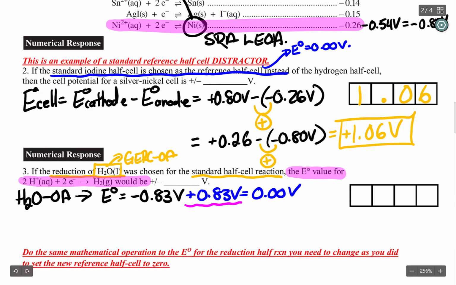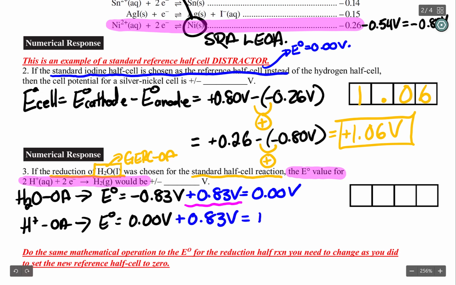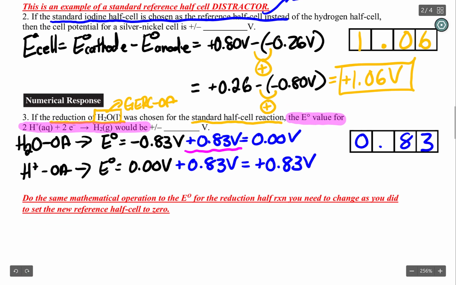So I look up hydrogen. We should know that hydrogen is an OA as well, and its electric potential is 0.00 volts because it is the standard half cell. I have to do the same mathematical operation to it, so I'm going to add 0.83 volts, and it comes out to a positive 0.83 volts. Putting that in my numeric response box, it's 0.83, and there we go.